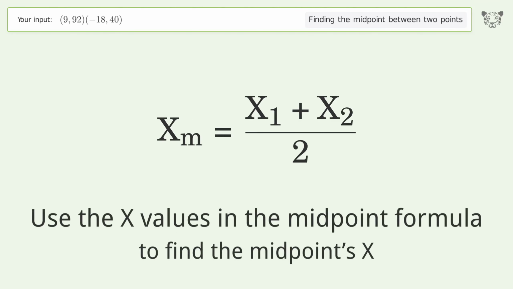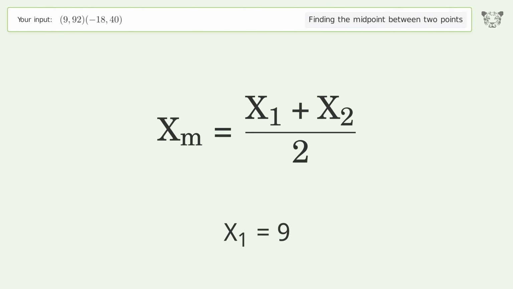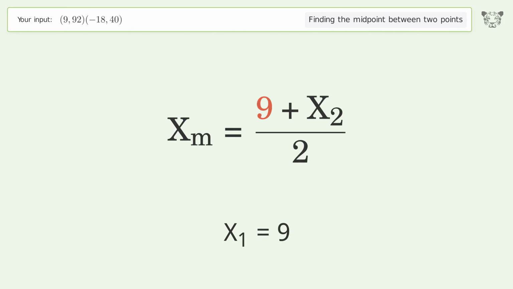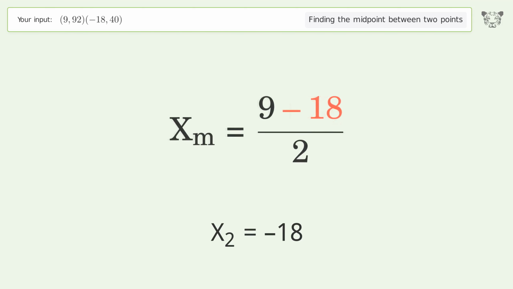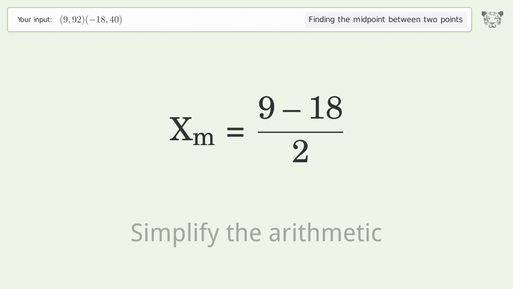Use the x values in the midpoint formula to find the midpoint's x. x1 equals 9. x2 equals -18. Simplify the arithmetic.